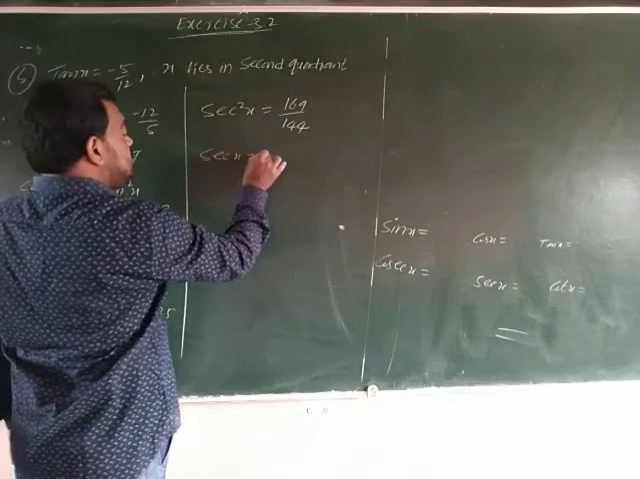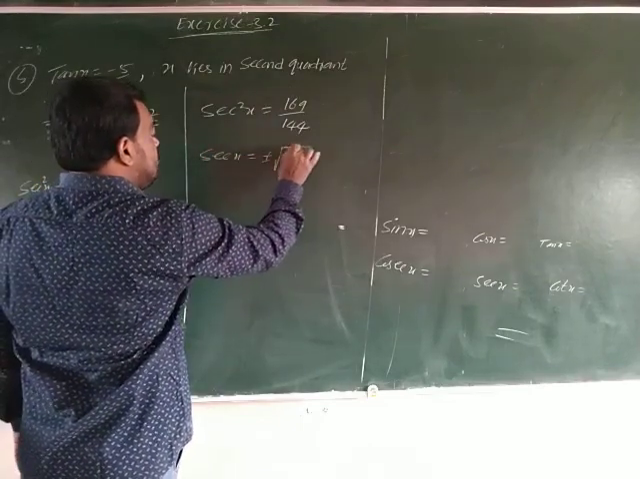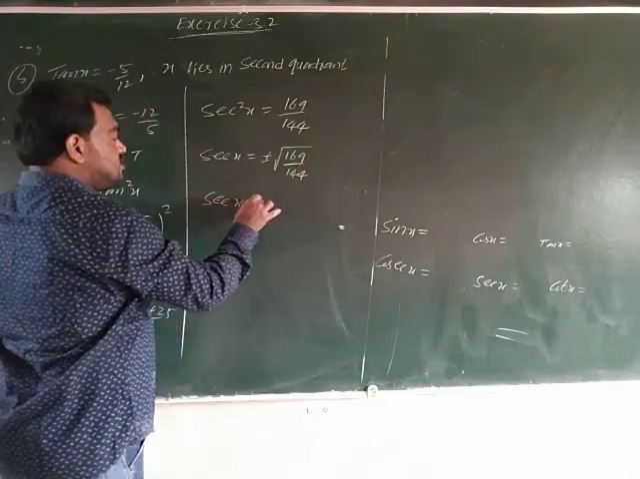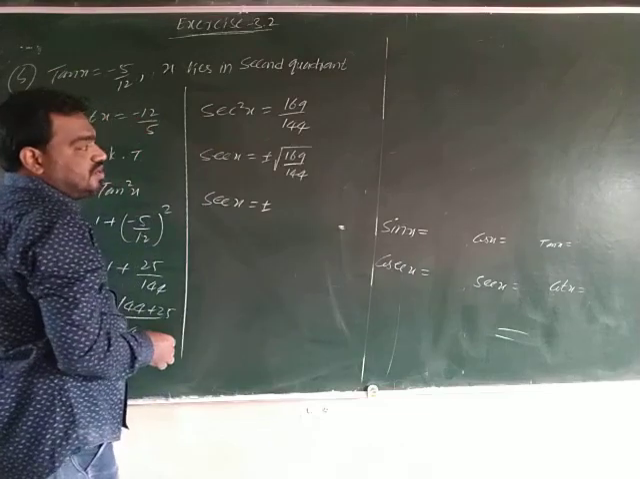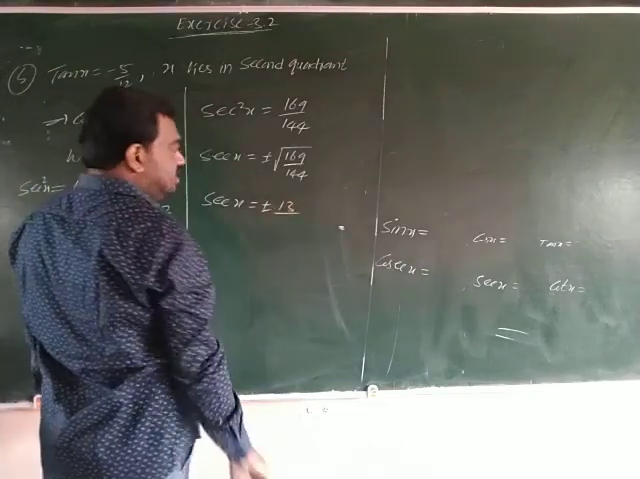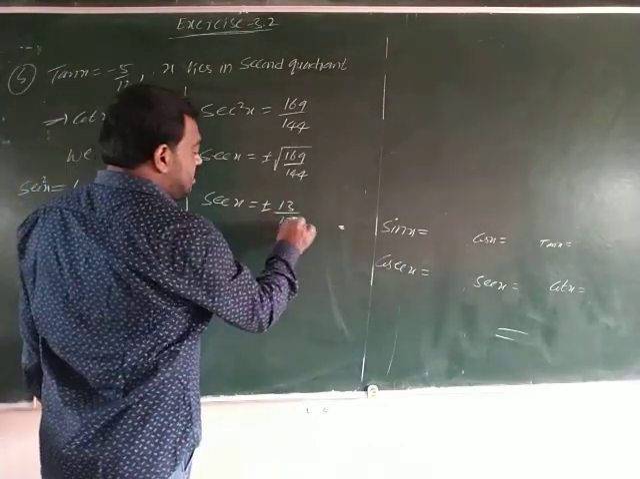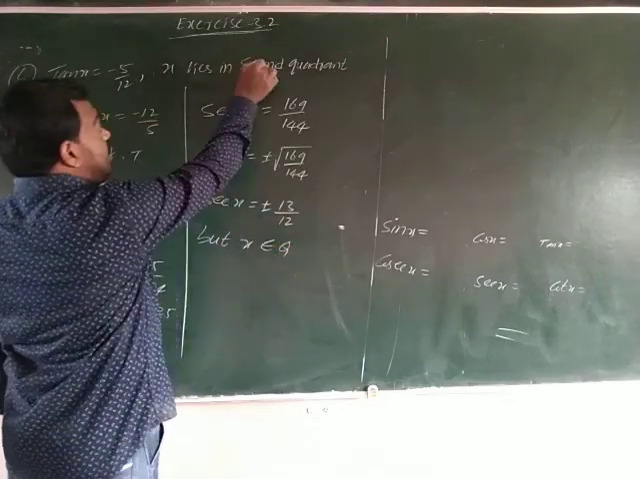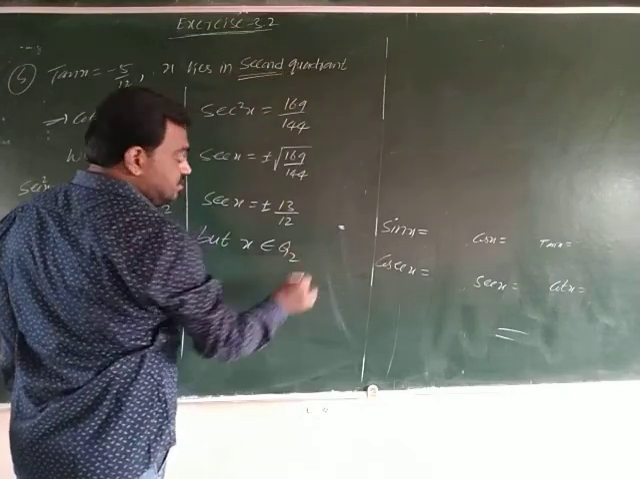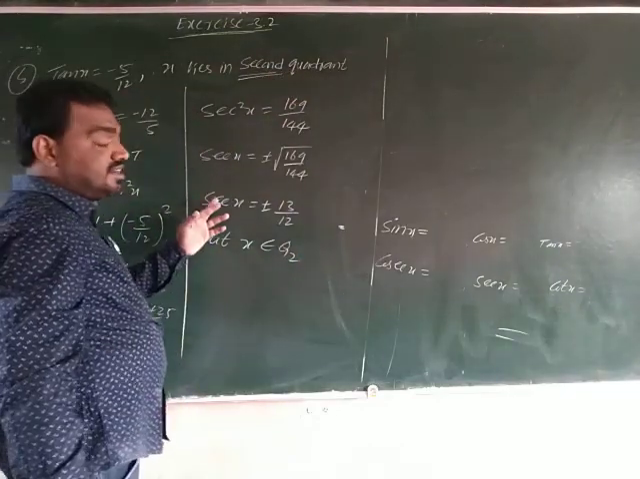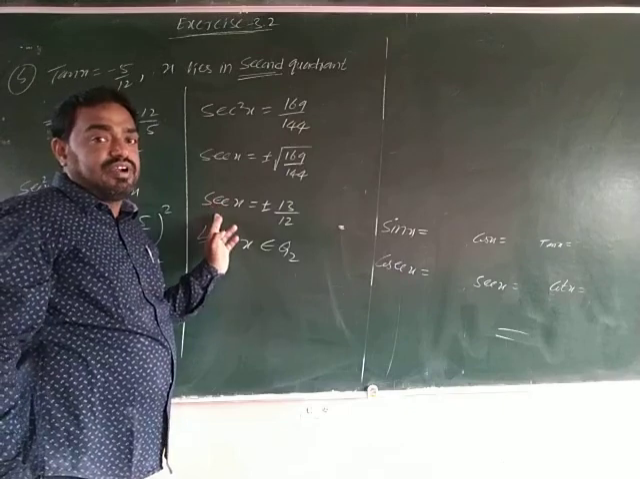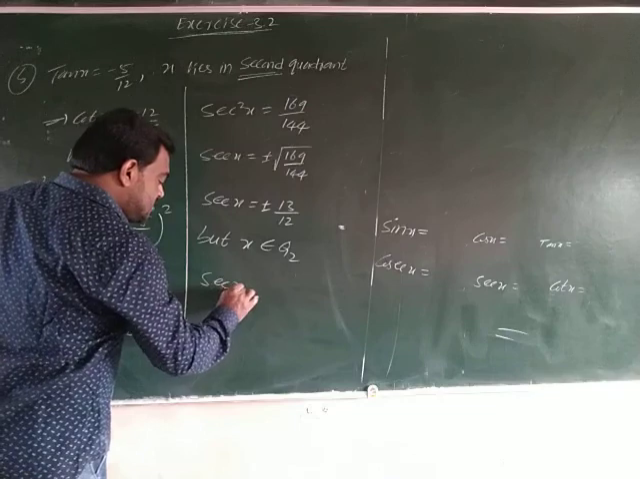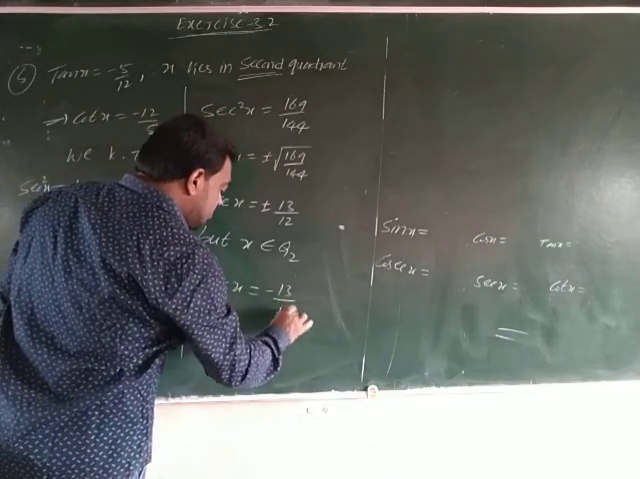Secant x is equal to plus or minus square root of 169 by 144. Then secant x is equal to plus or minus, square root of 169 is 13, square root of 144 is 12. But here x belongs to which quadrant? Second quadrant. In second quadrant, secant is negative. So secant x is equals to minus 13 by 12.